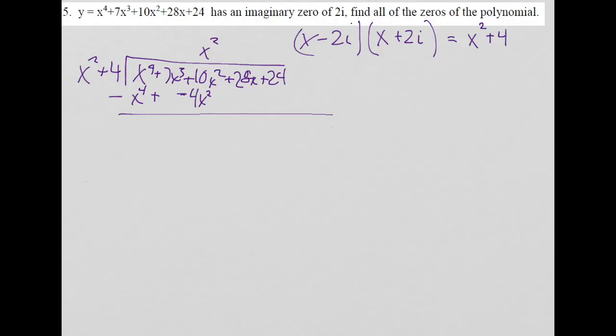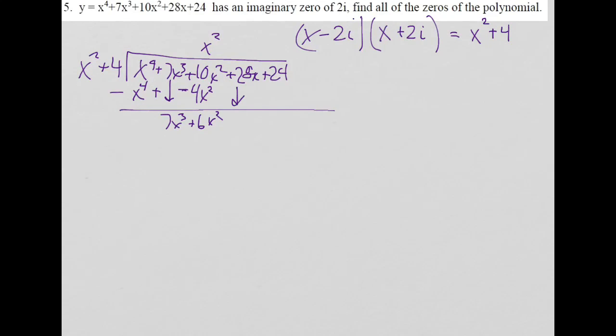7x cubed doesn't have any partner there, so we're going to bring down 7x cubed. 10x squared minus 4x squared is plus 6x squared. I'm trying to write squared right there. Let's pull down the 28x and play the game again.